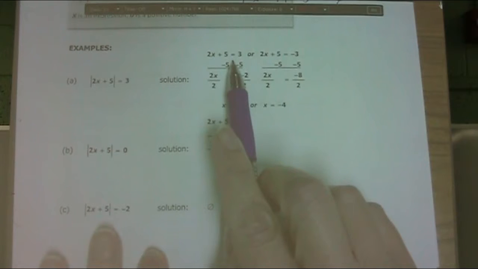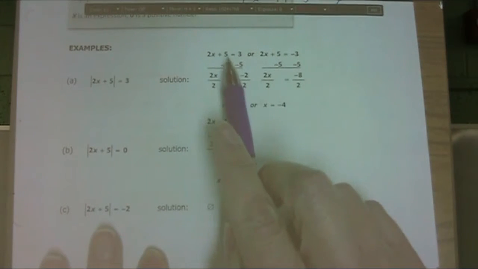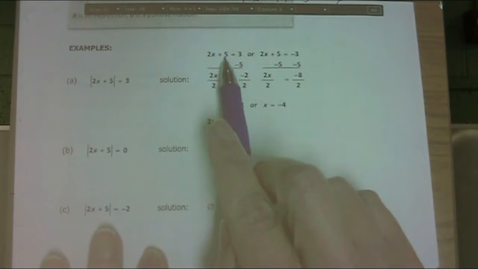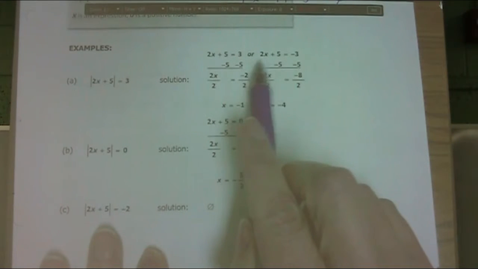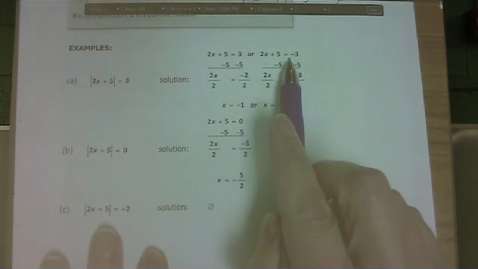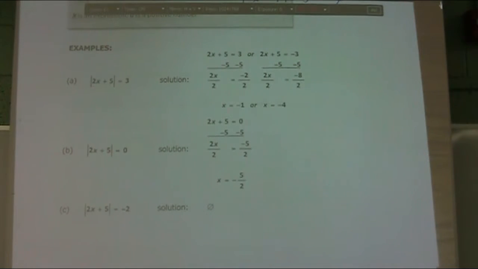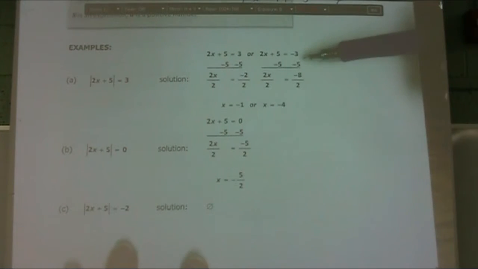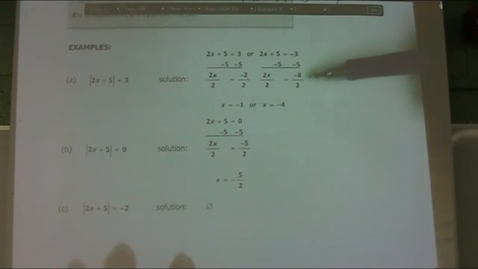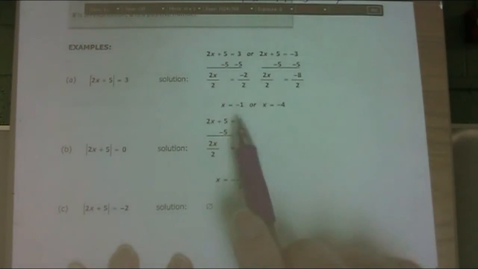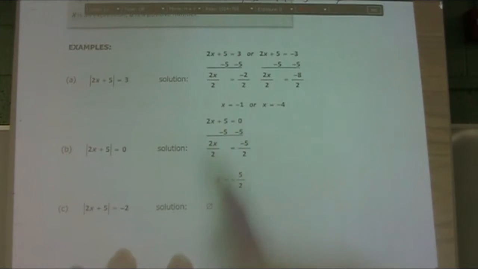Those are our two equations without absolute value bars. 2x plus 5 either equals 3 or 2x plus 5 equals negative 3. Those are my two equations that I'm going to set up to figure out my two answers. And of course, I'm going to subtract 5 from both sides and then divide both sides by 2. And I'm going to get either x equals negative 1 or x equals negative 4. Those are my two solutions.